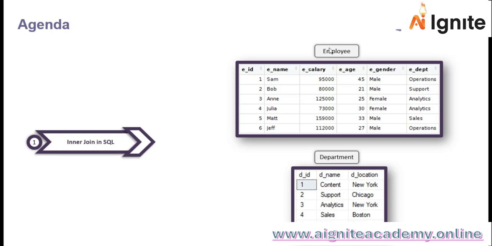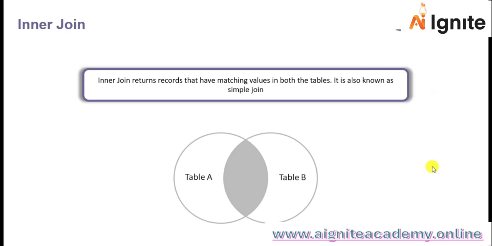First is the employee table, which comprises employee ID, employee name, employee salary, age and gender, and the department in which the employee works. Then we have the department table, which comprises department ID, department name, and the location where the department is present. So the inner join basically gives us those records that have matching values in both the tables.